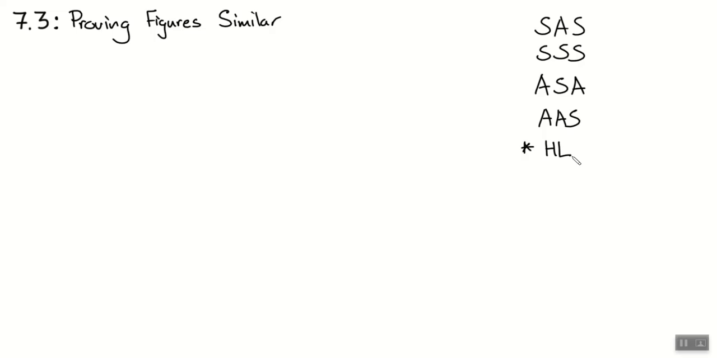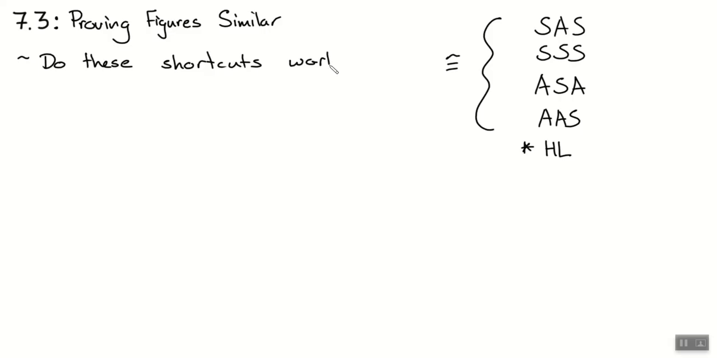All right, now, for our purposes, my big question for you is, these shortcuts worked for what? These were all the shortcuts to show two triangles were congruent. So right off the bat, just a nice big question. Do these shortcuts work for similarity?